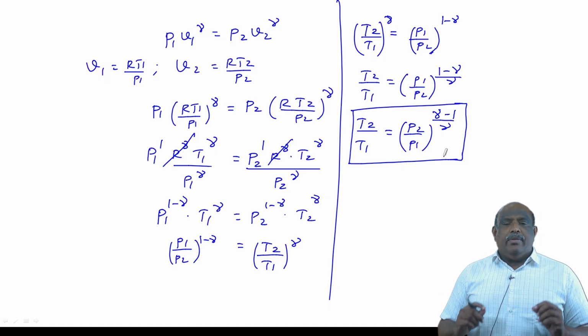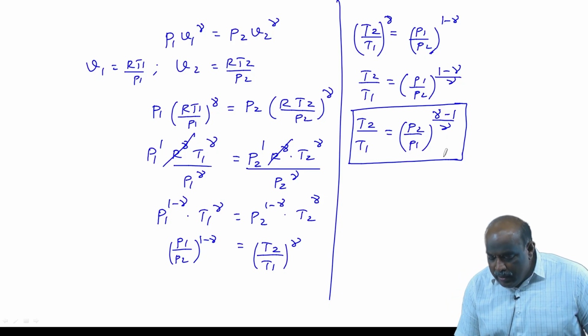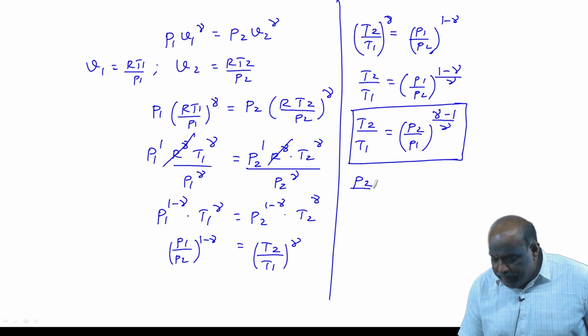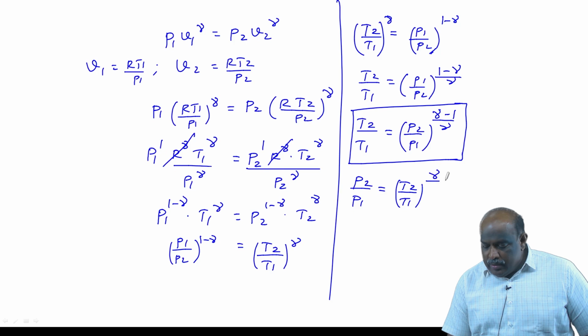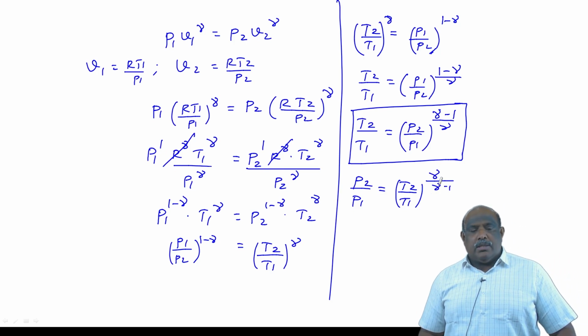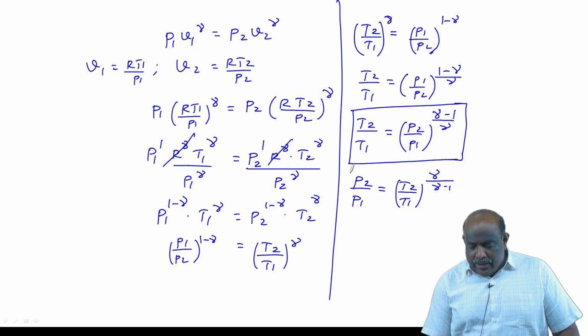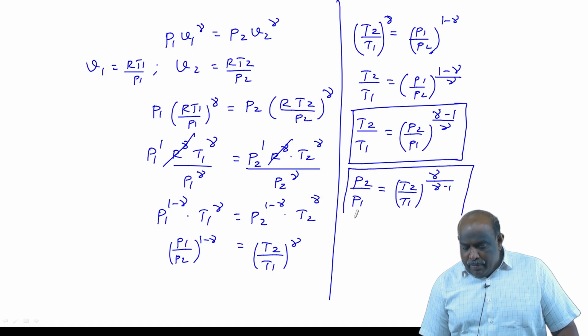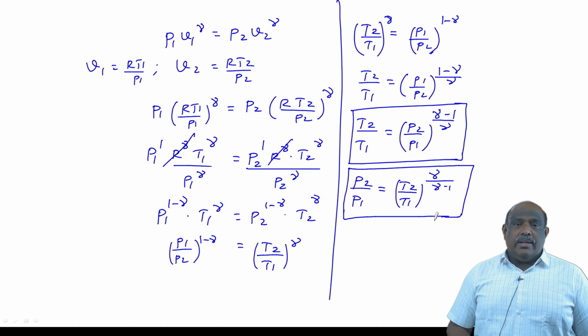So T2 by T1 equal to what? (P2 by P1) whole power gamma minus 1 by gamma, or P2 by P1 is nothing but equal to what? (T2 by T1) whole power, I will write as gamma by gamma minus 1. So I am multiplying both the sides by gamma by gamma minus 1, and I will end up with this equation. So P2 by P1 equal to (T2 by T1) whole power gamma by gamma minus 1.